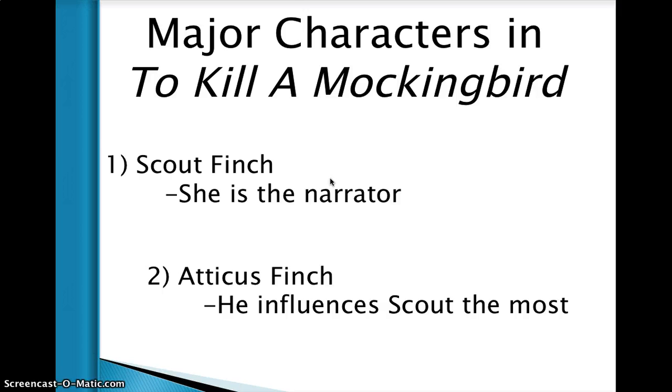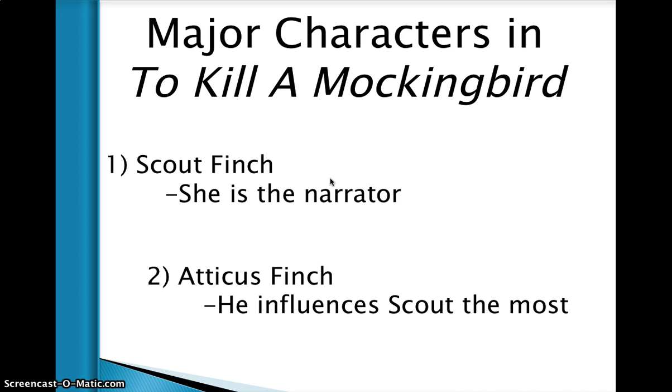Alright, there really wasn't a right or wrong answer, but for the sake of the lesson, we've settled on Scout and Atticus as being our major characters. Scout because she's the narrator, and Atticus because he influences Scout and the story the most. We're going to look at each of them individually, starting with Scout.